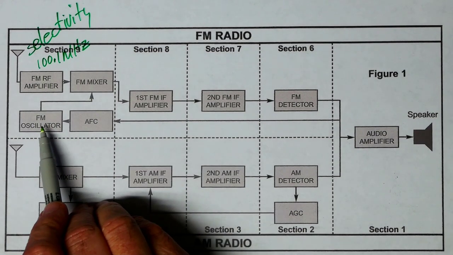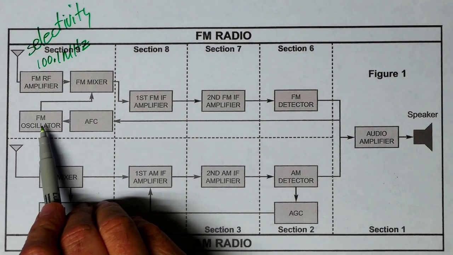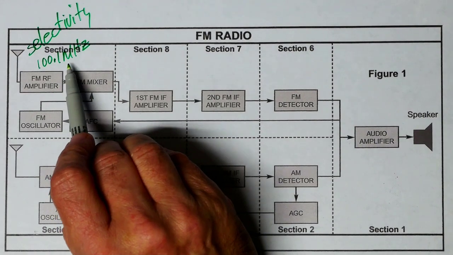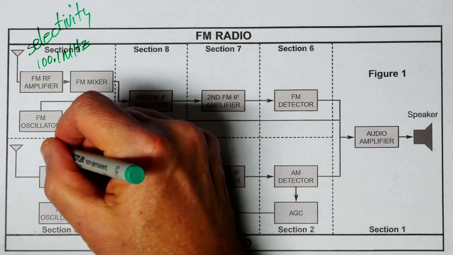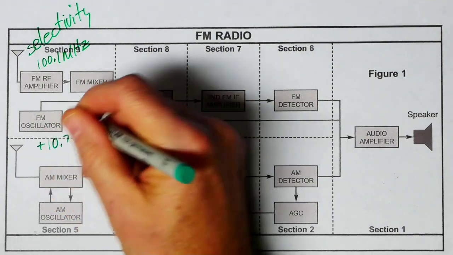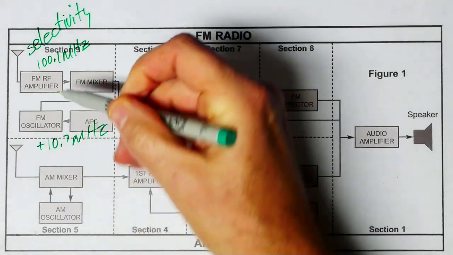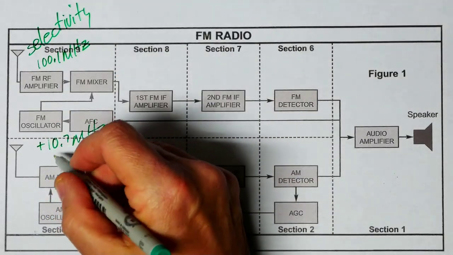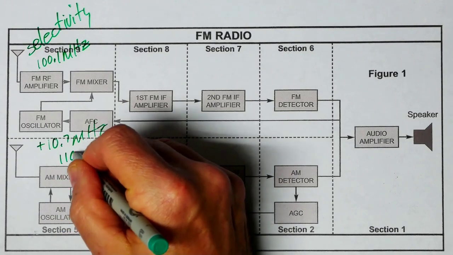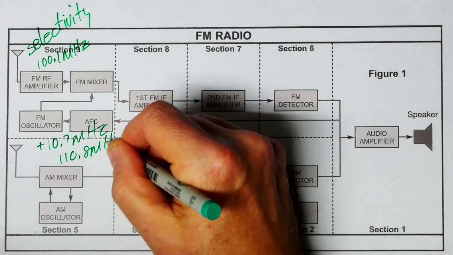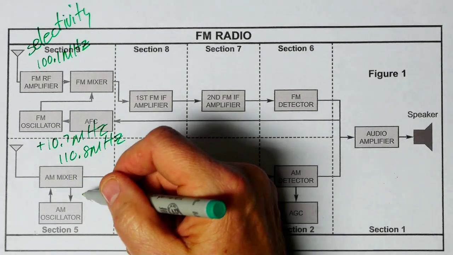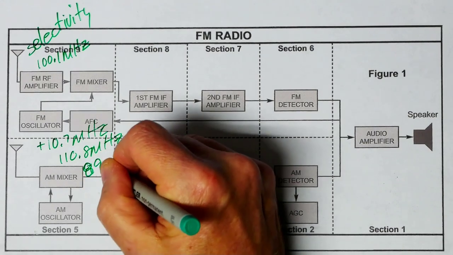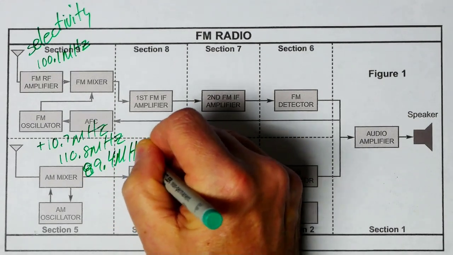Our FM oscillator is going to be set at a frequency 10.7 megahertz higher than our RF amplifier. So this one is going to be 10.7 megahertz higher than whatever the frequency is here. So the frequency that it's going to have at its output is going to be 110.8 megahertz. And it's also going to have the lower end, which would be 89.4 megahertz.